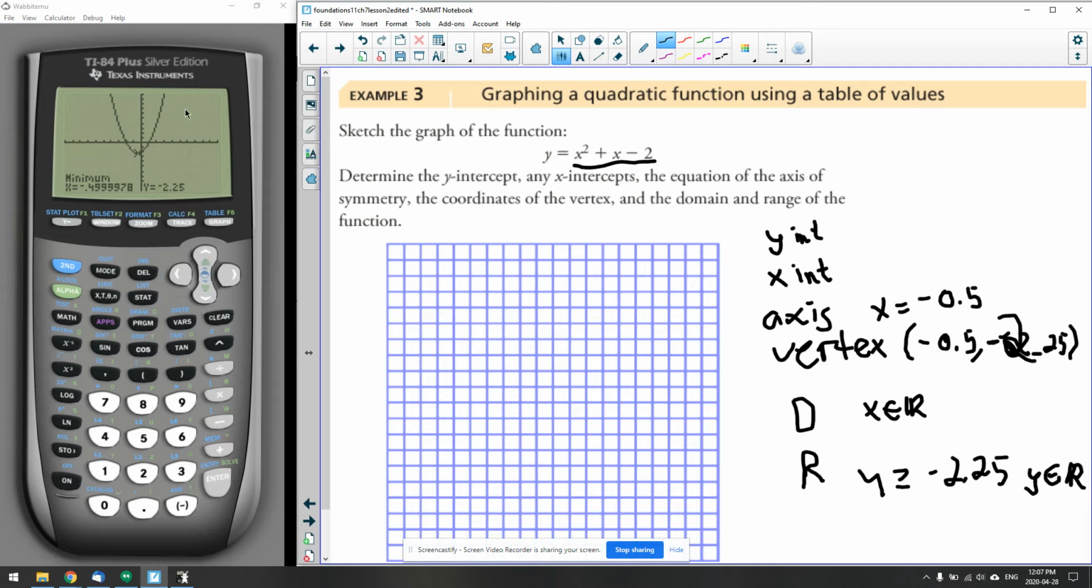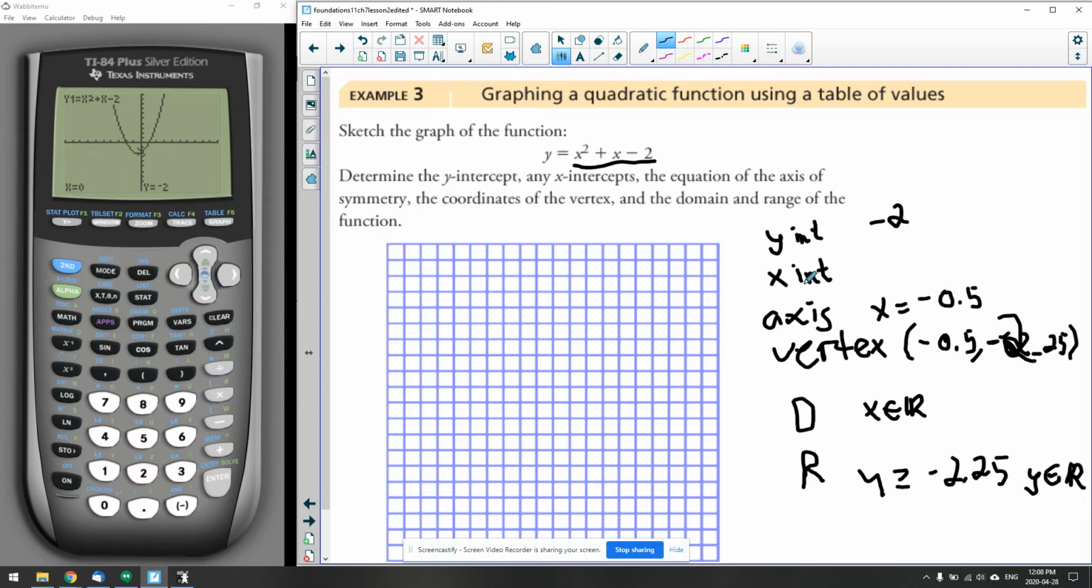Let's figure out the y-intercept. This one is a little bit easier. The y-intercept is when x is equal to 0. So again, we're going to go second trace, right? We're going to go for calc. So we're going to do lots of calculations on our parabola. Second trace, value. When x equals 0, y will equal negative 2. So our y-intercept is negative 2.